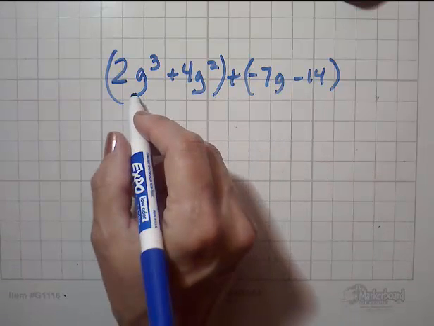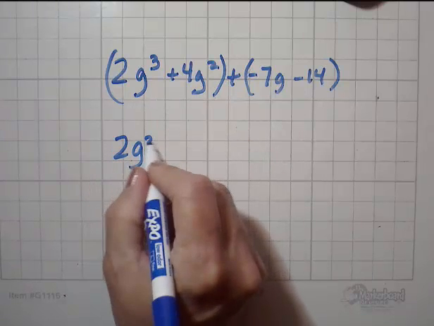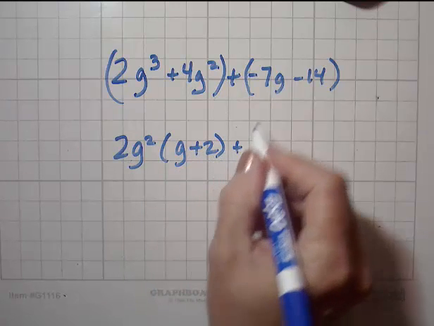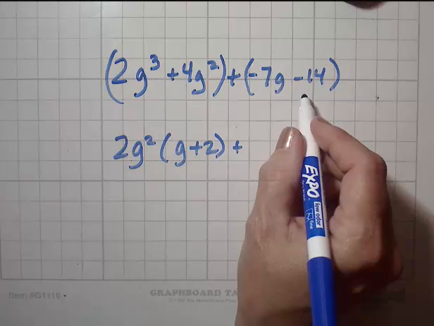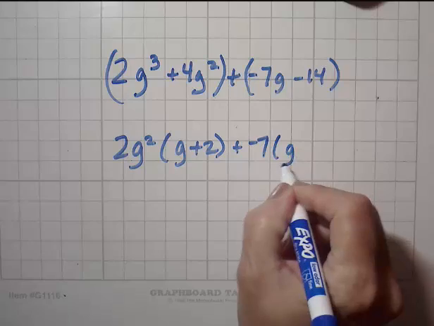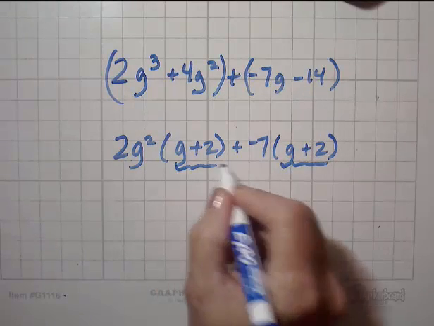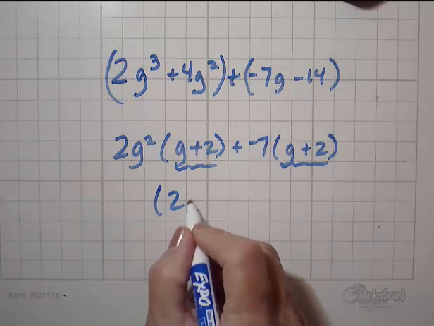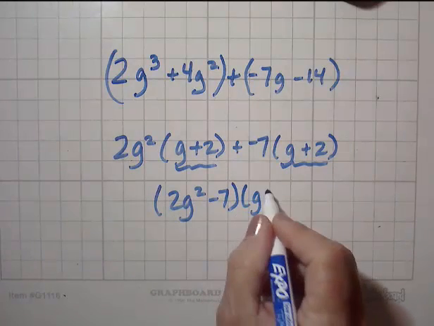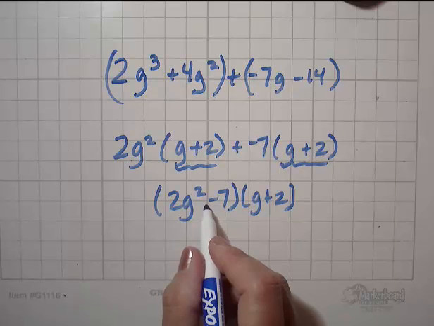I hope so. 2g cubed, 4g squared, what do they have in common? 2g squared, which leaves me with g plus 2 on this side. Negative 7g, negative 14, what do they have in common? Negative 7, g plus 2. That's good, I wanted those both to be the same. My factored form is 2g squared minus 7, g plus 2. I could have put 2g plus negative 7, it's exactly the same thing.